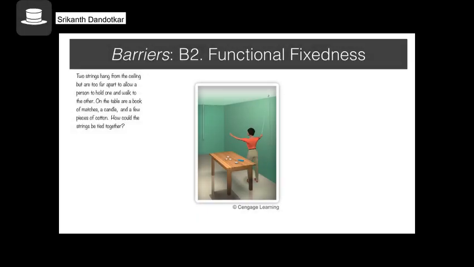Well, let's come to the functional fixedness barrier. Just imagine this situation where there are two strings hanging from the ceiling, but they are too far apart to allow this person to hold one and walk to the other. On the table there's a book of matches, a candle, and a few pieces of cotton. Now, how could the strings be tied together? Take a moment, pause this video, and see if you can find the solution.